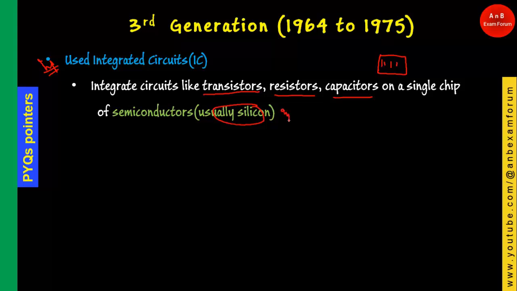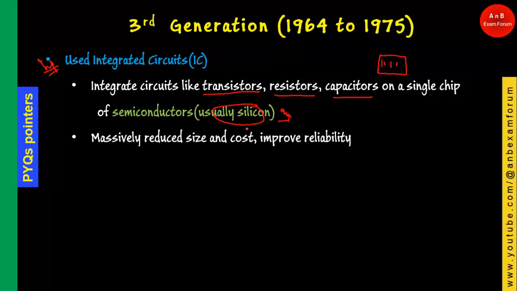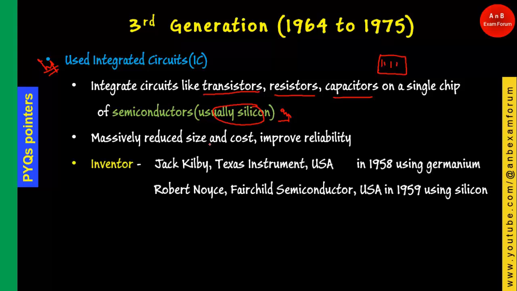So this type of question we have seen in the RRB exam, where they ask you what is the element used in the integrated circuit. Your answer should be semiconductor. Okay, and usually silicon is one of the semiconductors. Germanium is also there. There are many other semiconductors. Okay, and as you can think, since they have integrated all these circuits in a single chip, obviously the size is reduced, and reliability also improves.